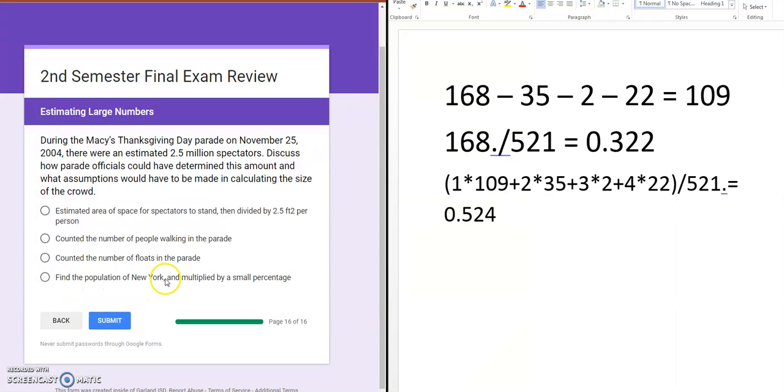And then find the population of New York and multiply it by a small percentage. In theory, you could multiply by a small percentage, but how do we know which percentage to multiply by? Also, not all the Macy's Thanksgiving Day Parade spectators are from New York. So we can't just take the population of New York. So we have to have some way of dividing it up by per person, which is the first answer.